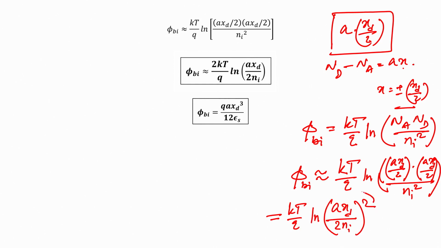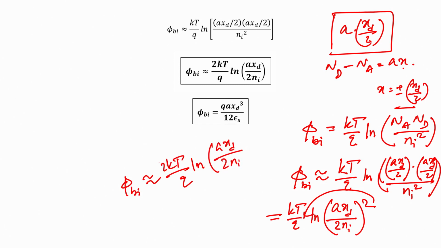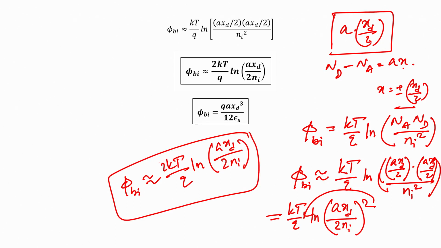So just take this 2 out. Now your built-in potential will be nearly equal to 2 kT by q ln of A xd by 2 Ni. So this is another relation. Now we have two relations between xd and the built-in potential. One is the approximate relation, and the other one is this relation.